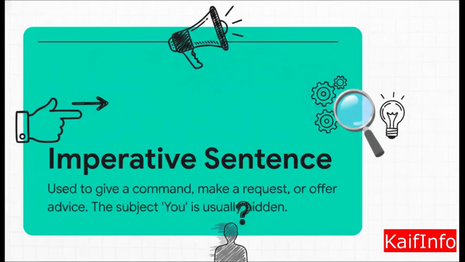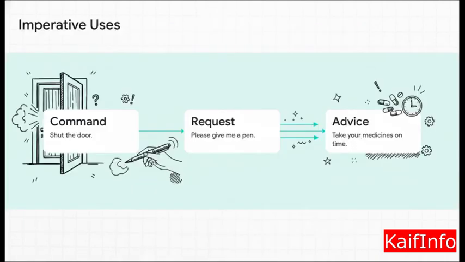Okay, now for the sentences that make things happen, the ones we use to get people to do something. These are called imperative sentences. Now, here's the cool thing about them. The subject, the you that you're talking to, is almost always invisible. It's implied, but you don't actually say it. You can use them in a bunch of ways. For a direct command, you might say, "Shut the door." For a more polite request, you'd say, "Please give me a pen." Or for some friendly advice, "Take your medicines on time." The tone might change, but the goal is always the same, to get someone to act.